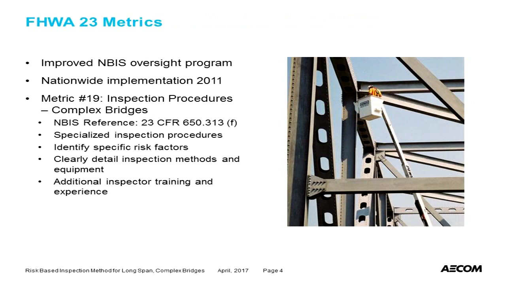Federal Highway came up with 23 metrics to evaluate the NBIS program. Metric 19 is one of the metrics that specifically addresses how we approach the inspection of complex bridges.